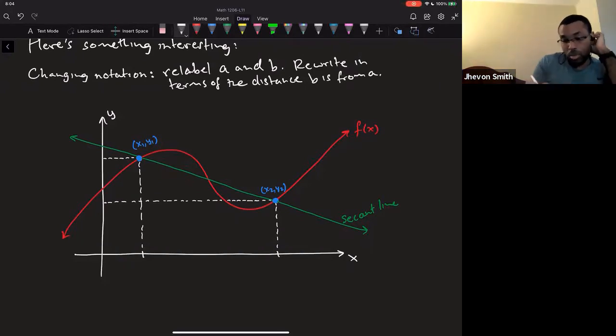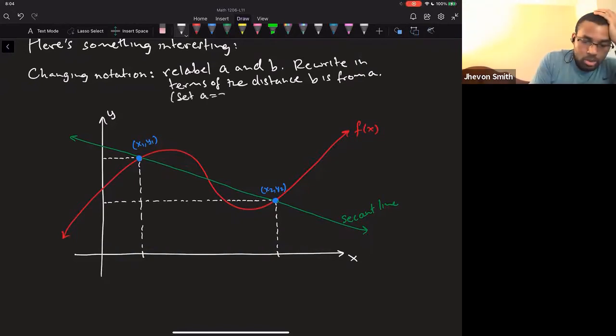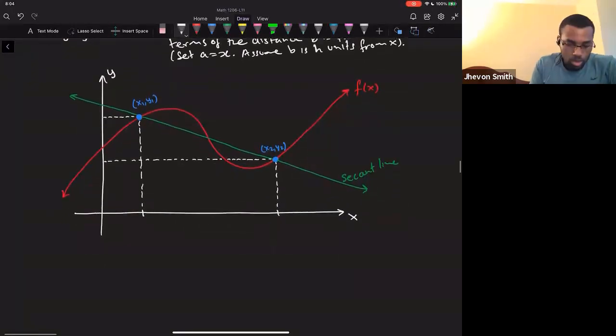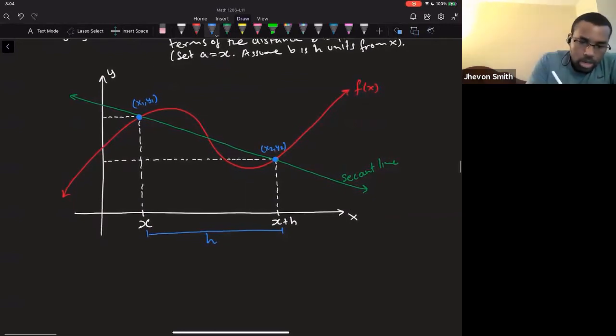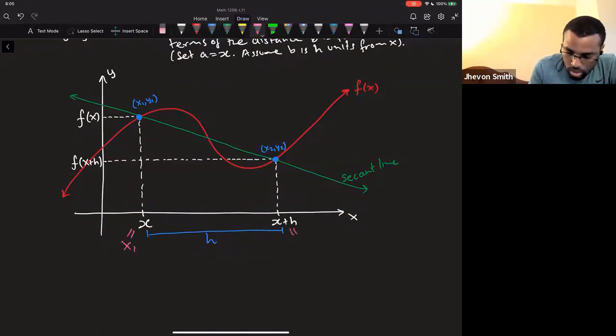Okay, so what I'm going to do is I'm going to set A equals X, it's some X value, and assume B is H units from X. So here, this is going to be X. Over here, then this is going to be X plus H. So the distance between these here is H. Now, if that is X, the corresponding Y value would be f of X. And if this is X plus H, the corresponding Y value would be f of X plus H. So now that would be your X1, your X2, your Y1 and your Y2.